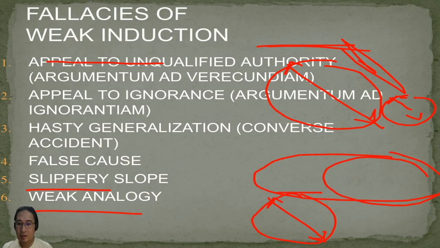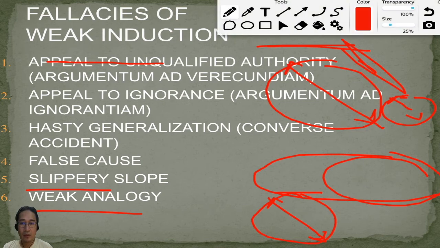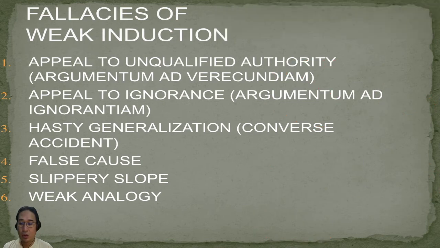So, let's try to do a recap for the fallacy of weak induction. First is ad verecundiam. Ibig sabihin ng ad verecundiam, we question the arguer because we question the qualification and then credibility of the arguer, yung speaker. Kasi anong qualification ng speaker to make such claim in the statement? Okay, that's for ad verecundiam. So, ibig sabihin for ad verecundiam is credibility and then qualifications.